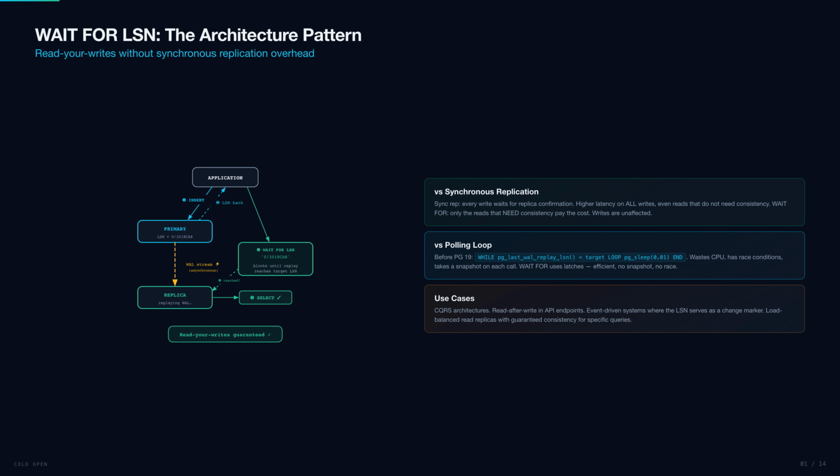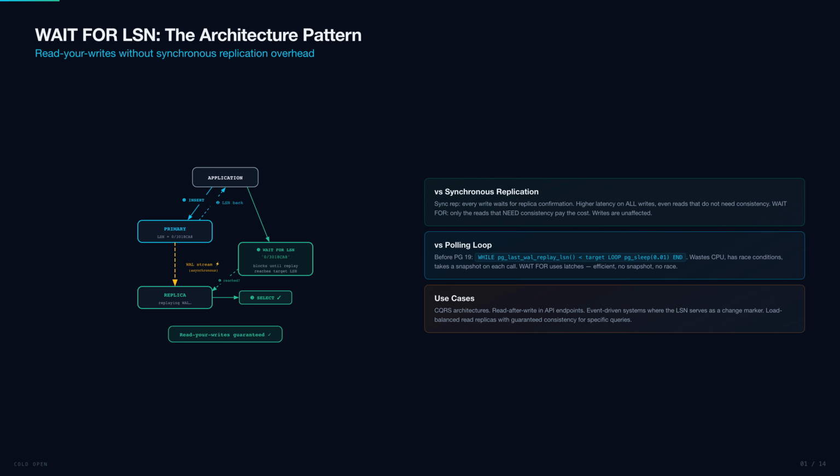Use cases. CQRS architectures where commands go to the primary and queries go to replicas. Read after write in API endpoints: user creates a resource, the next page load must see it. Event-driven systems where the LSN serves as a change marker for downstream consumers. Load-balanced read replicas with guaranteed consistency for specific critical queries.